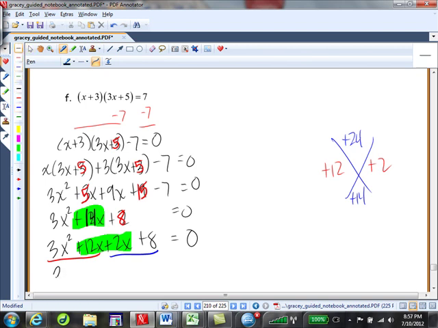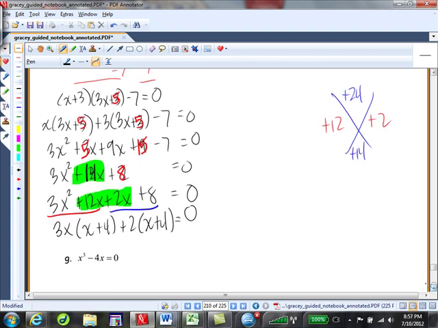And here we go. We can factor out a 3x from the red group, and we're left with x plus 4. If we factor out a 2, positive 2 from the blue group, we're left with x plus 4, and it's all equal to 0. We have a common binomial factor of x plus 4. Here we go. So we will end up with 3x times x plus 4.